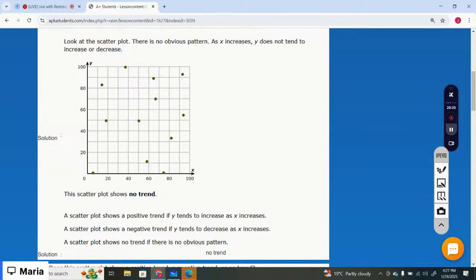A scatter plot shows a positive trend if y tends to increase as x increases. A scatter plot shows a negative trend if y tends to decrease as x increases. And a scatter plot shows no trend if there is no obvious pattern.